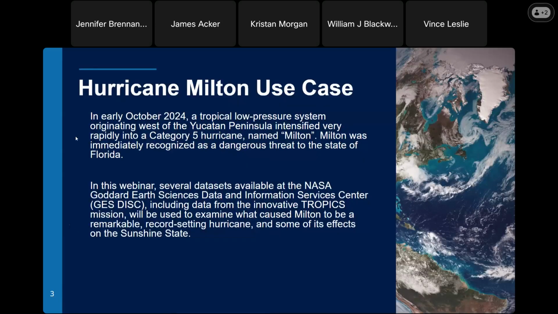So, as we said, it started out as a tropical low pressure system west of the Yucatan Peninsula. Almost immediately, it was recognized that it was going to be a dangerous threat to the state of Florida. And we are going to show you several different data sets that are available at our data center, the GES DISC, and data from the TROPICS mission, which was almost specifically designed to look at rapidly intensifying hurricanes. So Milton was perfect for this. And we'll look at why it was so remarkable and such a record-setting hurricane.